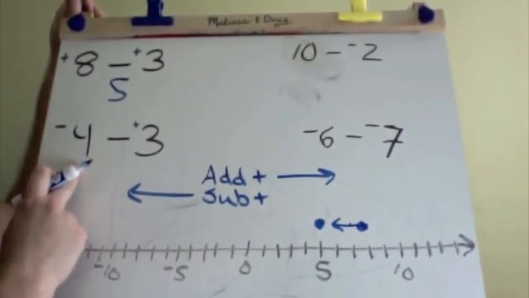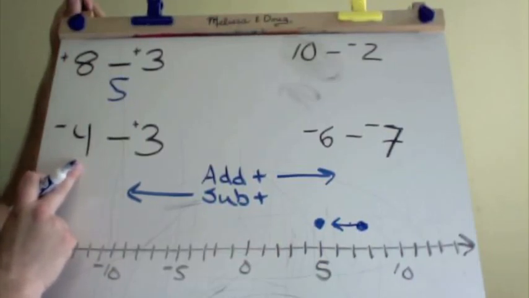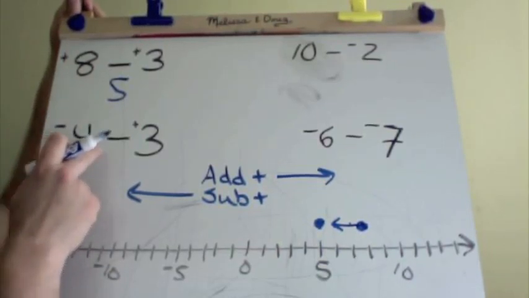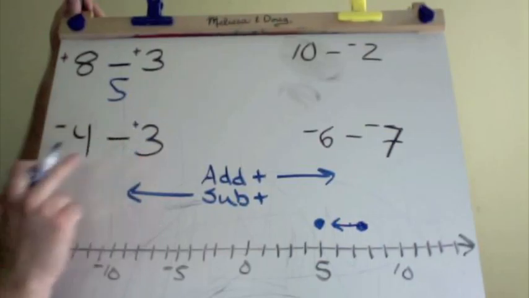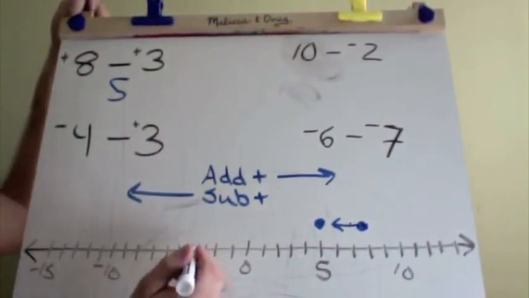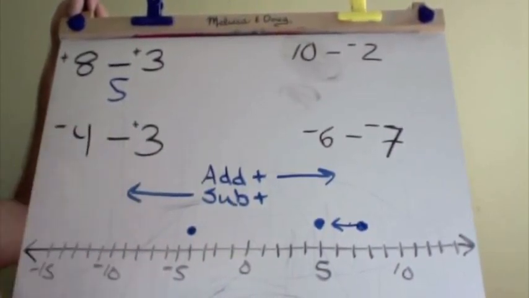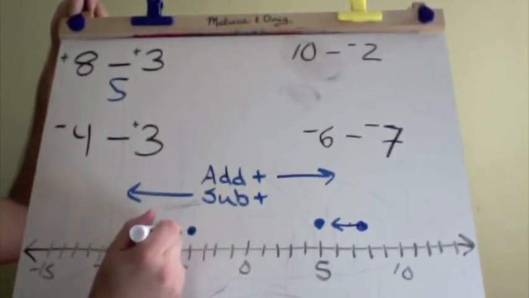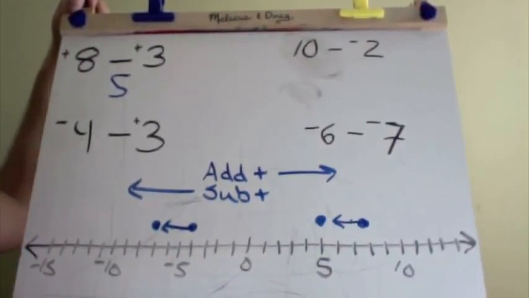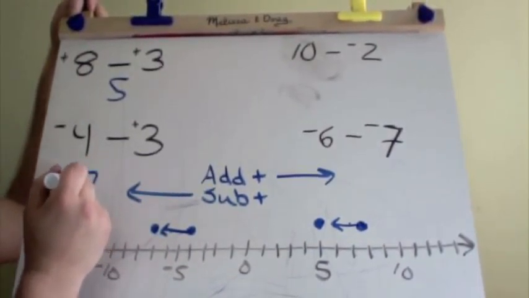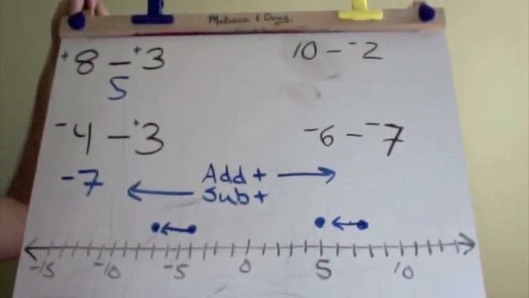Now for the next one, we're going to start at a negative 4. We go negative 4, and then we're going to take away a positive 3. Well, same thing occurs. We start at negative 4, which is right here, and we're subtracting a positive number. So we go 1, 2, 3. So we go that direction, and what do we end up with? Negative 7. Okay.